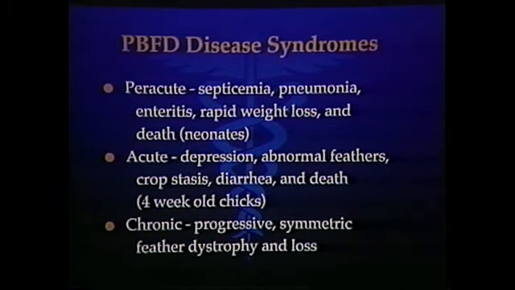In acute disease, abnormal feathering may be observed. This is the first time that the feathers will look deformed or fail to develop properly. The acute disease is also associated with relatively nonspecific signs of depression, diarrhea, and crop stasis. Many acutely infected chicks will die within 4 weeks of age.